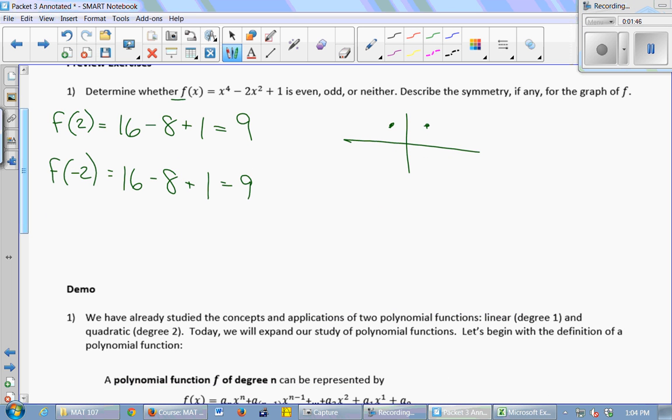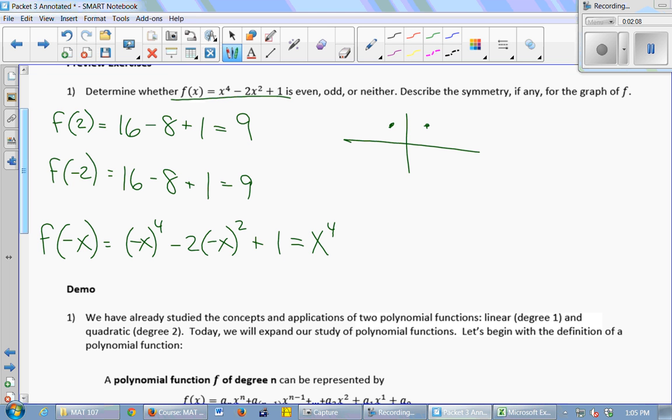I know what I get when I plug in regular old x. That's my formula for regular old x. So I'm going to plug in a negative x, and I get negative x to the fourth minus 2 times negative x squared plus 1. What do you get when you take negative x to the fourth power? You get positive x to the fourth. What do you get when you square negative x?